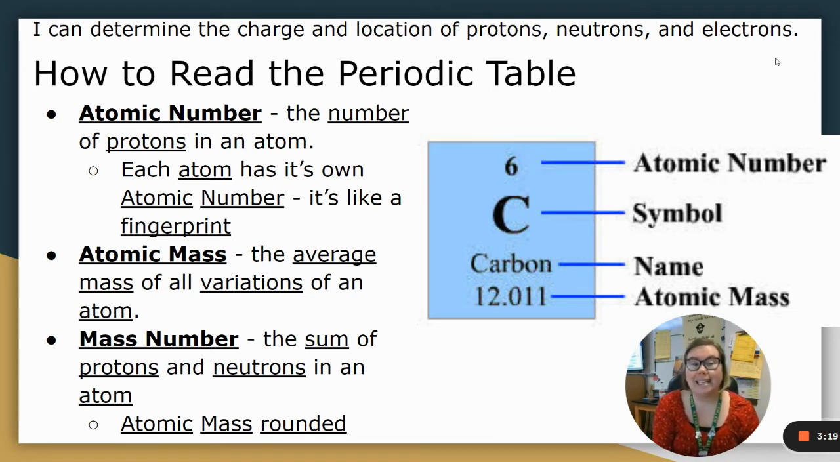And then the mass number. So these are two different things. We'll have to make sure. Atomic mass, mass number, two different things. The mass number is the sum of protons and neutrons in an atom. Okay, protons plus neutrons in an atom. We also can get to the same number by rounding the atomic mass. So for example, on this square, we've got an atomic mass of 12.011, which we would just round to 12. So that tells us the sum of protons and neutrons in carbon is 12.